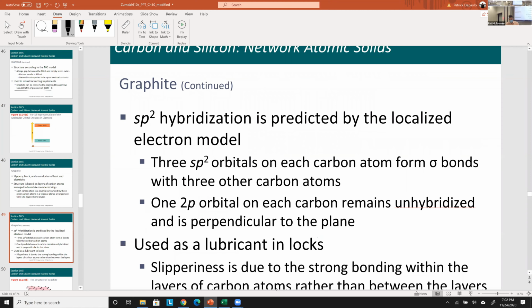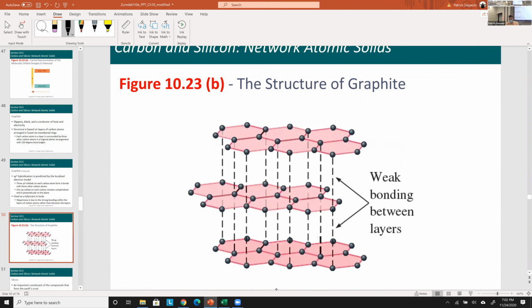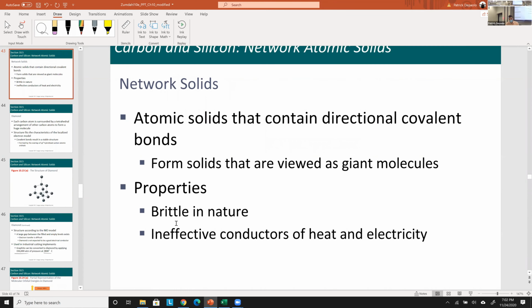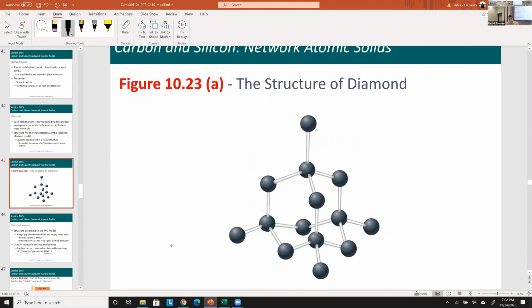There's graphite, and hybridization. There's graphite again, so it's weak bonds between layers of carbon. Once you heat it up and put it under extreme pressures, these layers kind of go together and make the diamond lattice, which is this one.